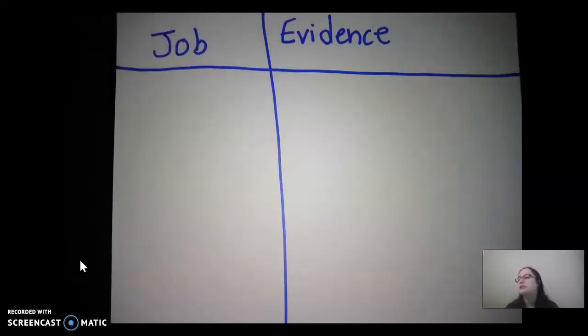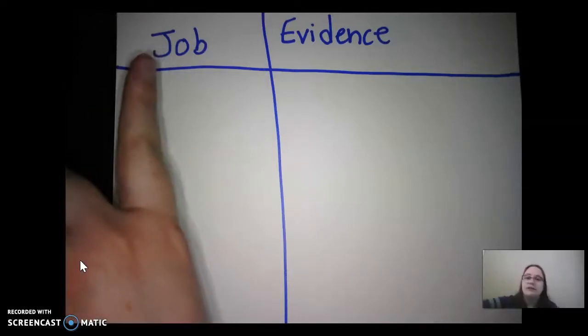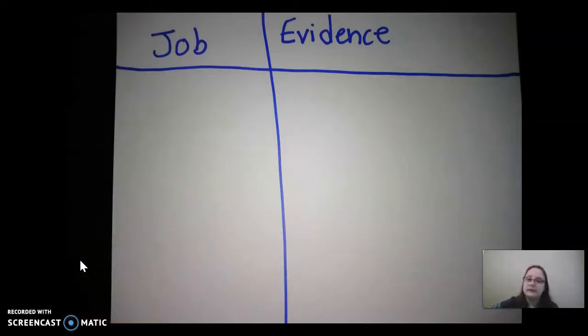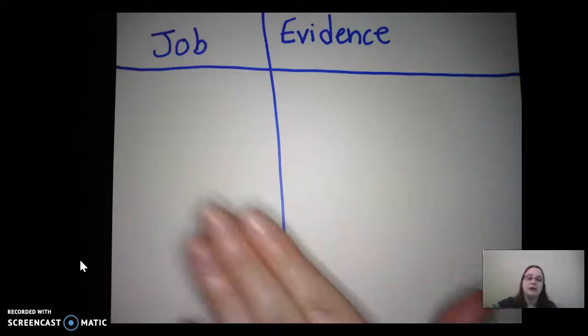Friends, this is going to be our T-chart that we fill out while we are rereading and looking at Good Job Ben. So we have the name of the jobs that we see on this side, and we have our evidence of the job on this side. Okay, so we're going to head on over to our story so that we can start reading and start filling out our T-chart.